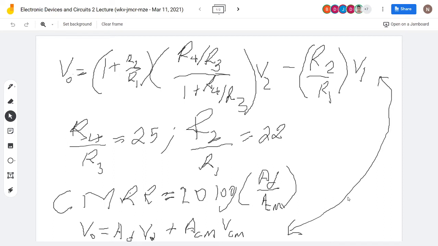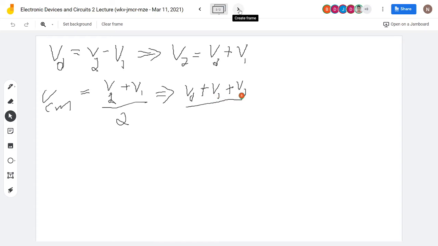expression. So we can say VCM then is going to be equal to, put V2 here, so VCM is going to be VD plus V1, plus V1, all divided by 2. Am I correct?